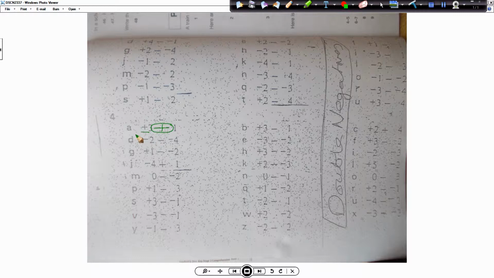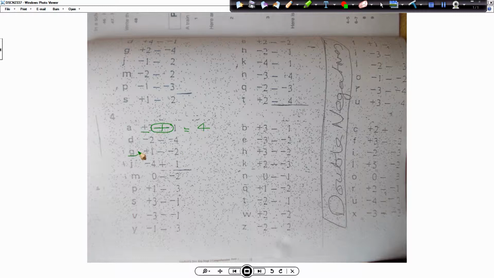Can you change that one into plus? As I'm doing, can you do it on your sheet, please? Number 4A. It's the same sheet, just upside down. Question number 4, part A becomes 3 plus 1. And the answer is? 4.